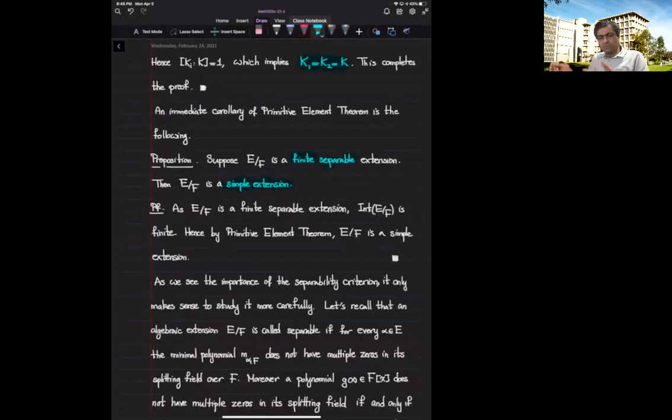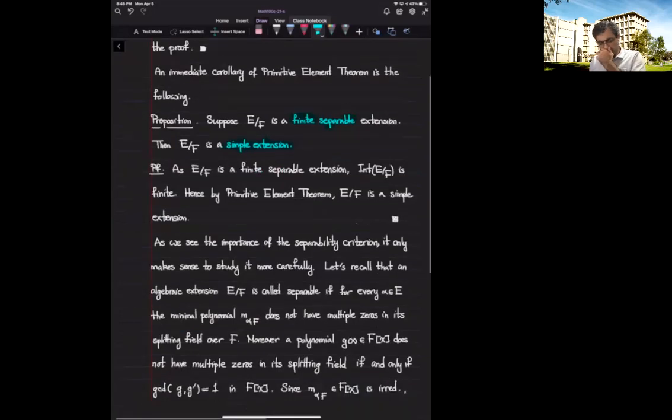Now we deduce this statement using this if and only if statement, that there are only finitely many intermediate subfields if and only if the extension is a primitive extension. For finite extensions, we proved this, and therefore we deduced that a finite separable extension is always a simple extension.